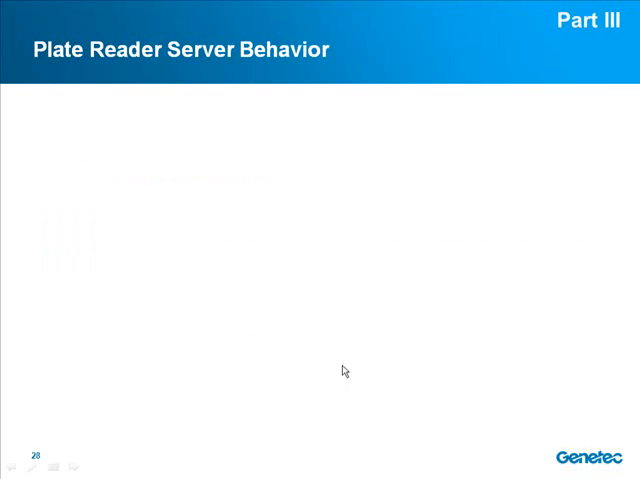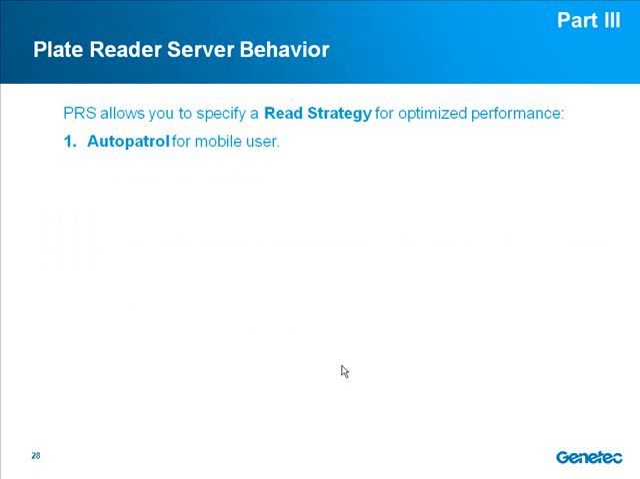The next configuration option we'll want to look at is the read strategy, or the plate reader server behavior. There are currently 3 read strategies: auto patrol, gate mode, and component info. The first option is used for mobile systems, so that's pretty straightforward. The other 2 can be used for a fixed camera, and the difference is in the vehicle behavior.